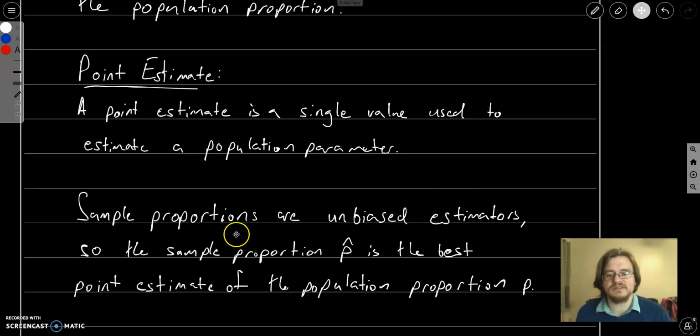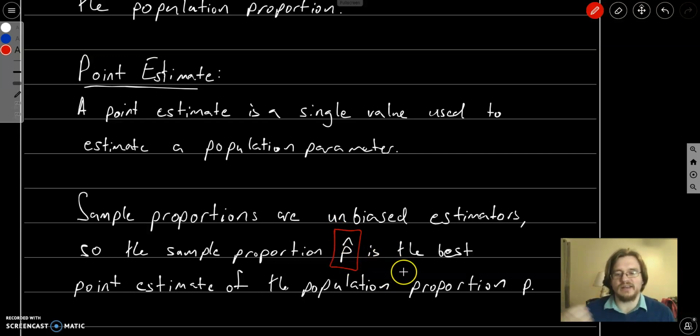Sample proportions are very good point estimates for population proportions because they are unbiased estimators, meaning that the sample proportions on average, if you were to take a bunch of sample proportions and take their mean, you would expect to get the population proportion. We use p hat to indicate the proportion in a sample.